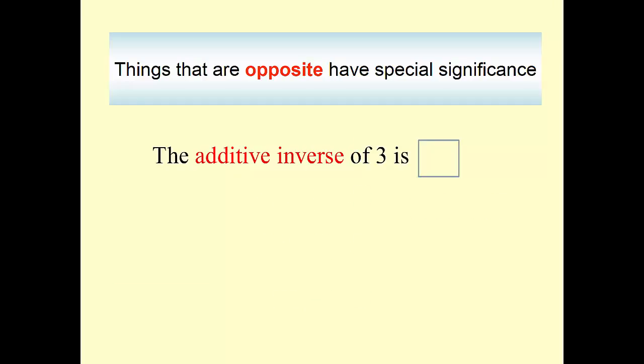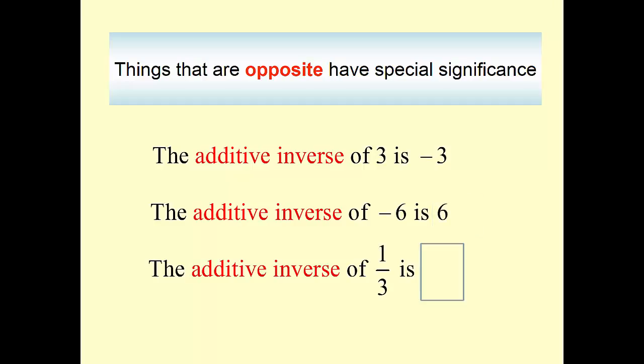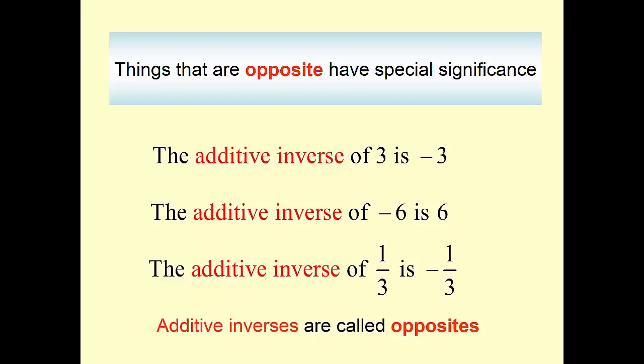The additive inverse of 3: the number you add to 3 to get 0. The number you add to -6 to get 0. The number you add to 1/3 to get 0. These have another name, and it's called opposites. The opposite of 1/3 is -1/3.